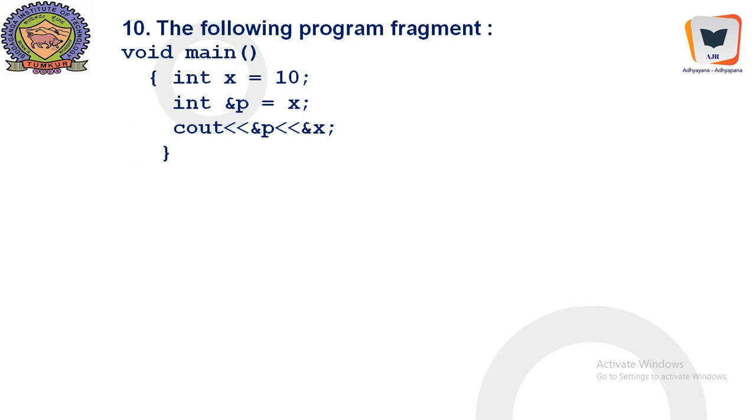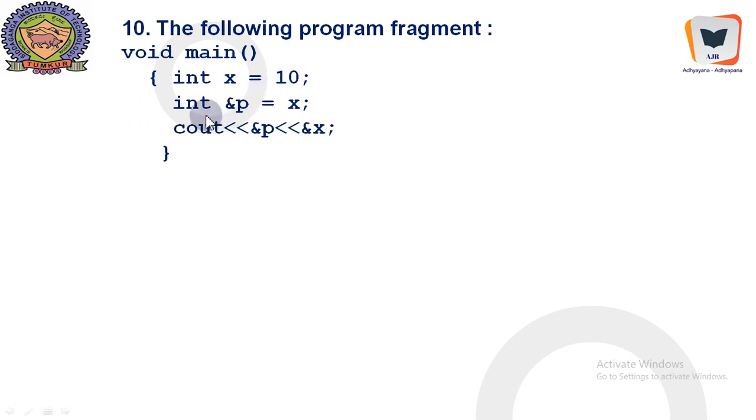The 10th question is, the following program fragment: void main, integer x equal to 10. So in the address of x, 10 will be stored, and integer ampersand p, the address of p equal to x. Okay, and cout p and x. They contain whatever is contained in p and whatever is contained in x.